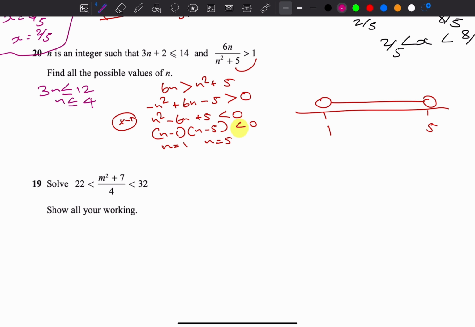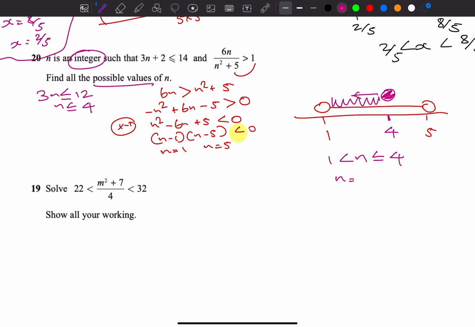n is less than or equal to 4, so 4 is roughly here. 4 is a circle, but it's shaded because it's less than or equal to. So where the two of them overlap, n is greater than 1 and less than or equal to 4, but that is not enough. They want two possible values of n. n is a whole number, remember, an integer. So n cannot be 1, it has to be bigger. So 2 is okay, 3 is okay, 4 is inclusive so that is also okay. And that's what your final answer should look like. Make sense?